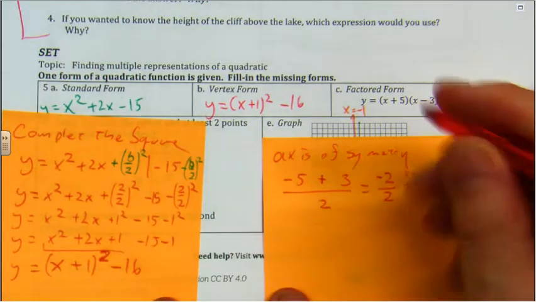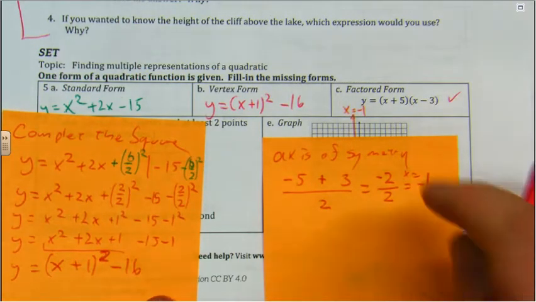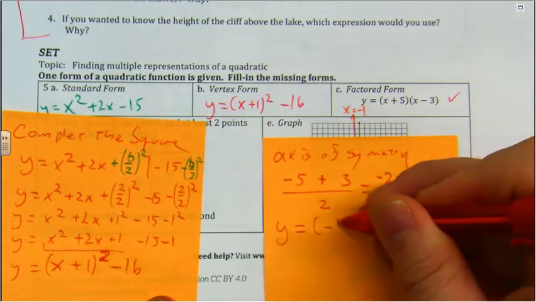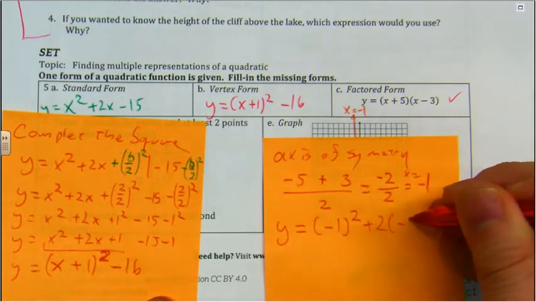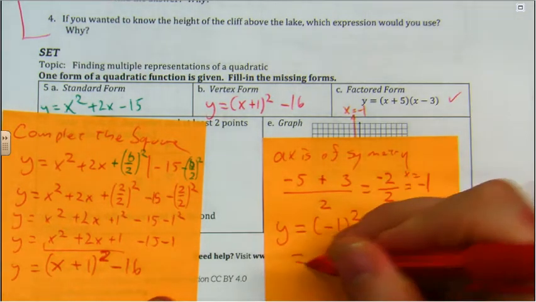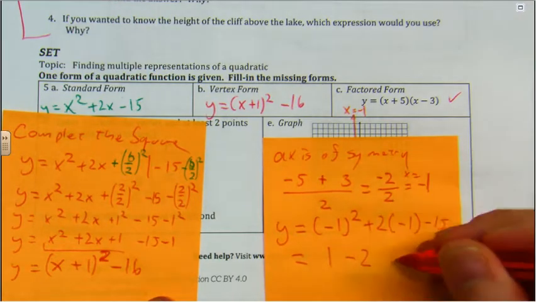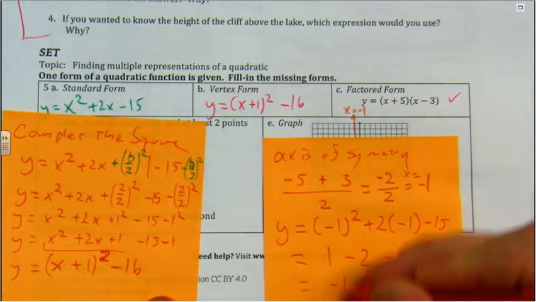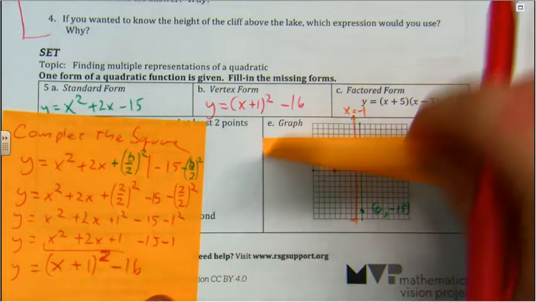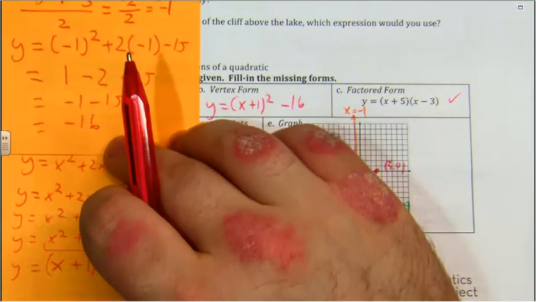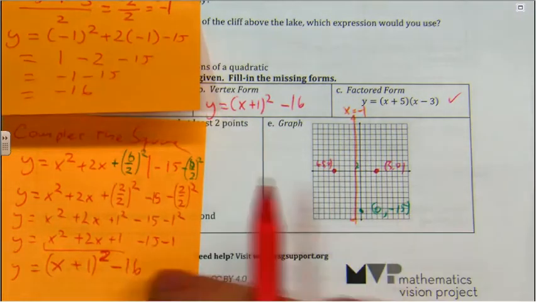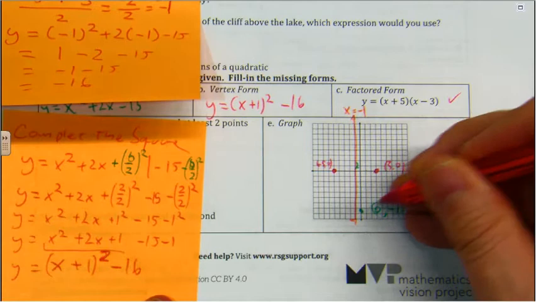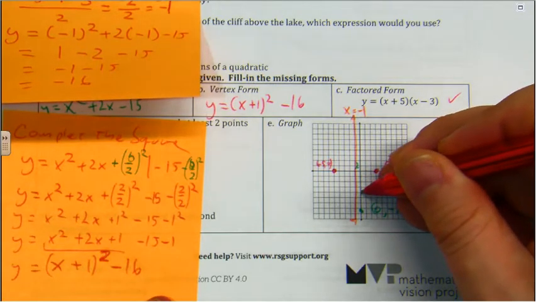So I can take any form and plug negative 1 in. You know, I can do factored form, I can do standard form. I'll do standard form. So I'll say y equals negative 1 squared plus 2 times negative 1 minus 15. This equals 1 minus 2 minus 15. 1 minus 2 is negative 1, minus 15 is negative 16. Negative 16. And sure enough, we already knew that from here. So we know that negative 1, negative 16, 2, 4, 6, 8, 10, 12, 14, 16.